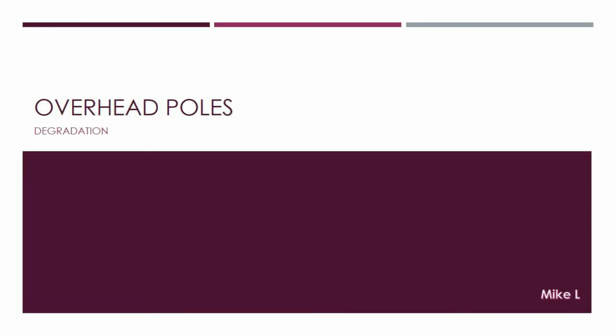Now that you know the basics of health index, let's see how it applies to the distribution power system. We should start with most of the utility companies' most numerous assets, which are the power poles.